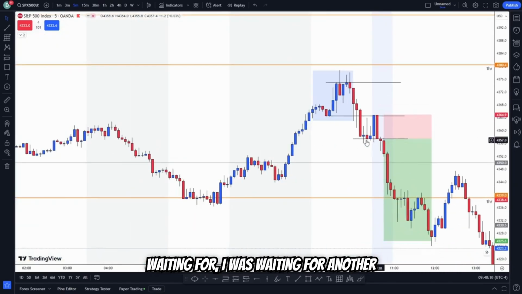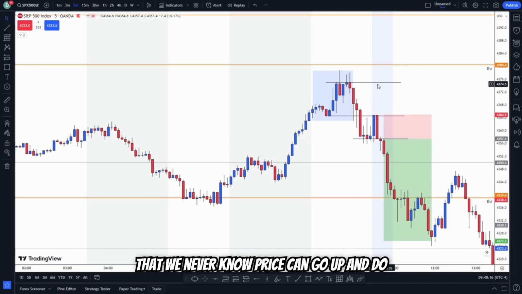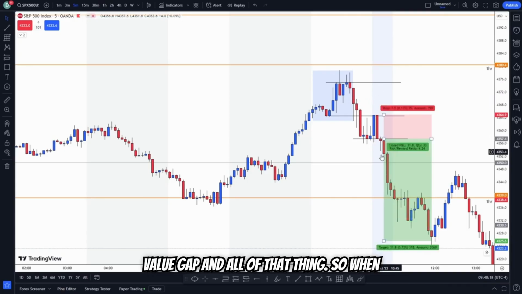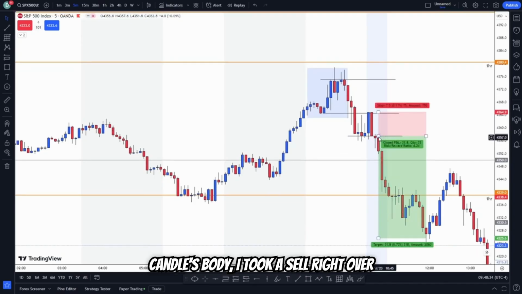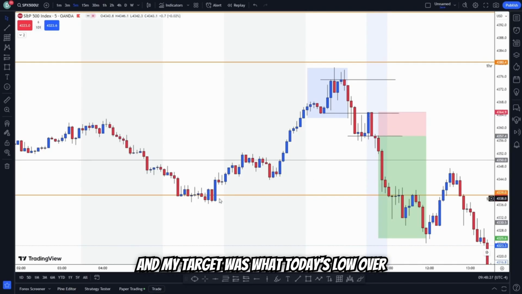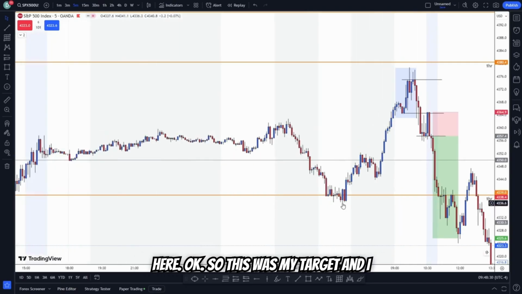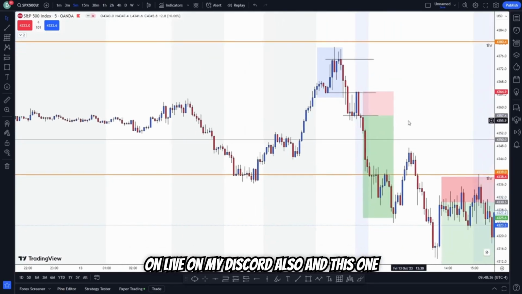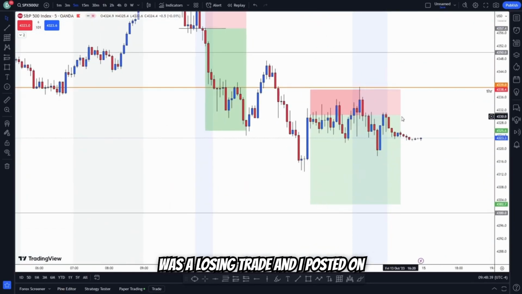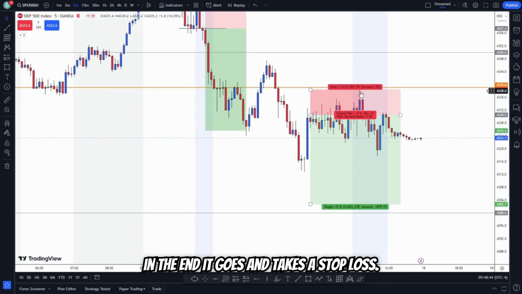But I was waiting for another market structure shift, because I wait for two times confirmation. We never know, price can go up and do all of its consolidation till this fair value gap and all of that. So when I saw this candle which closed below this candle's body, I took a sell right over here, and my stop loss was above this. My target was today's low over here. I posted this trade live on my Discord also. This one was a losing trade, and I posted it on Instagram. It was going nowhere, too much consolidation, and in the end it went and took the stop loss.